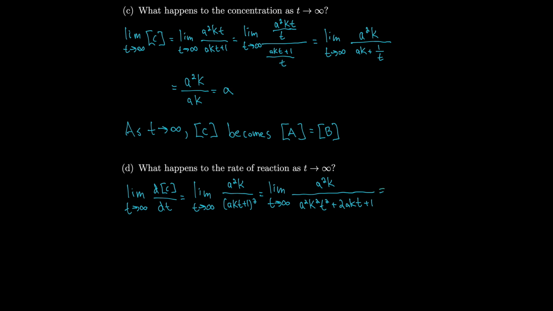Okay, so let's do the same trick we did last time. We want to get rid of that t squared in the denominator. So we'll divide the numerator and denominator. So this is the limit of a squared k over t squared, over a squared k squared t squared plus 2akt plus 1, also over t squared.